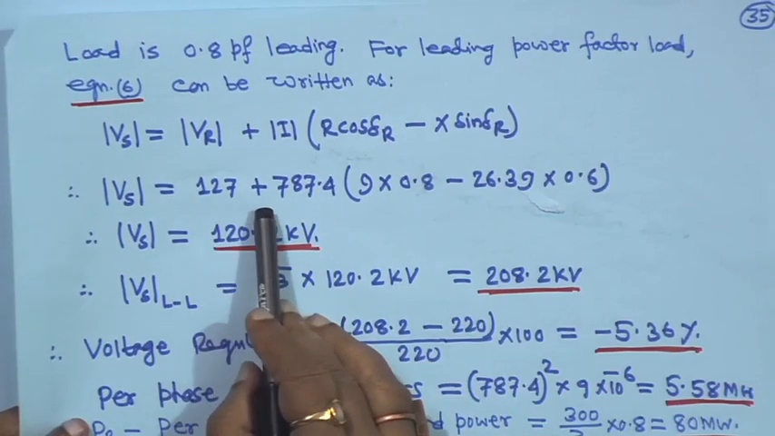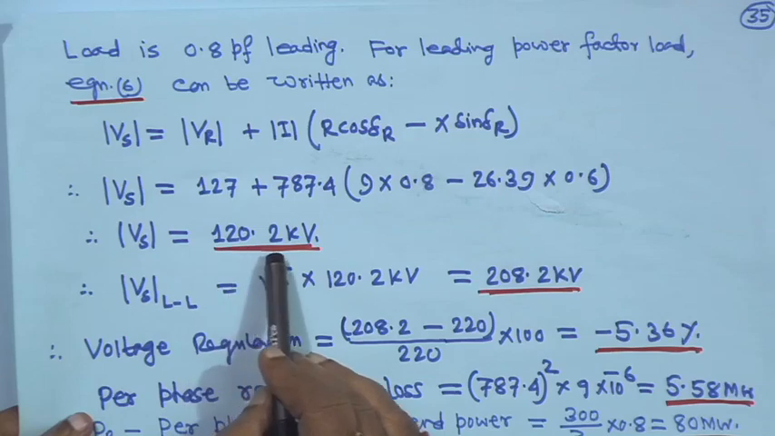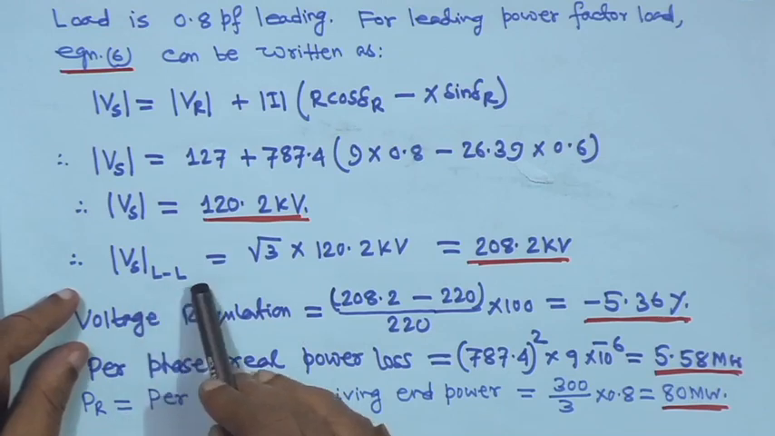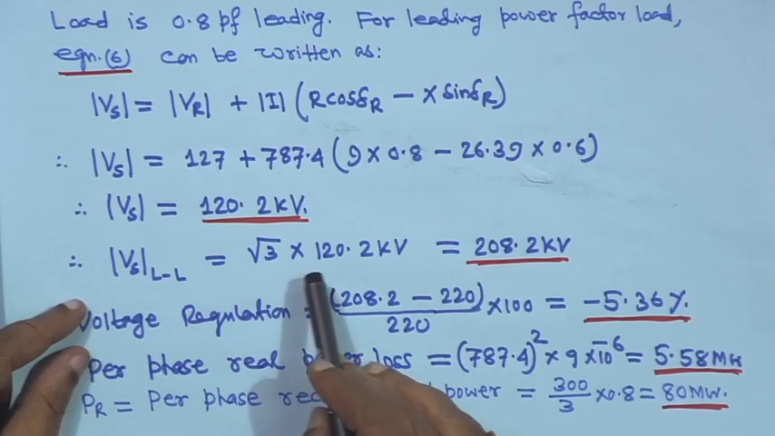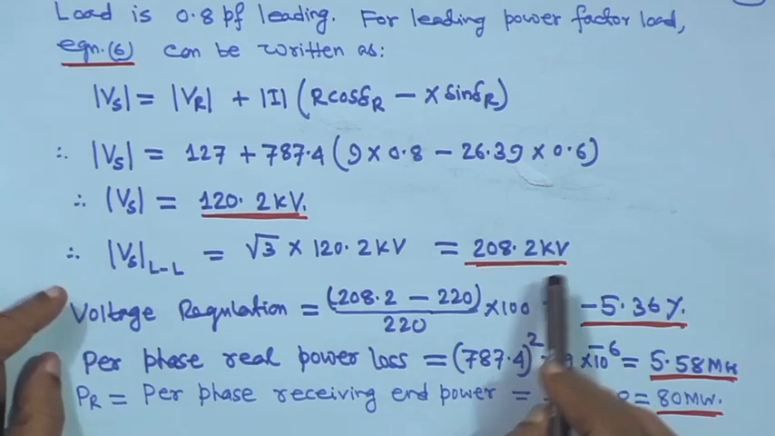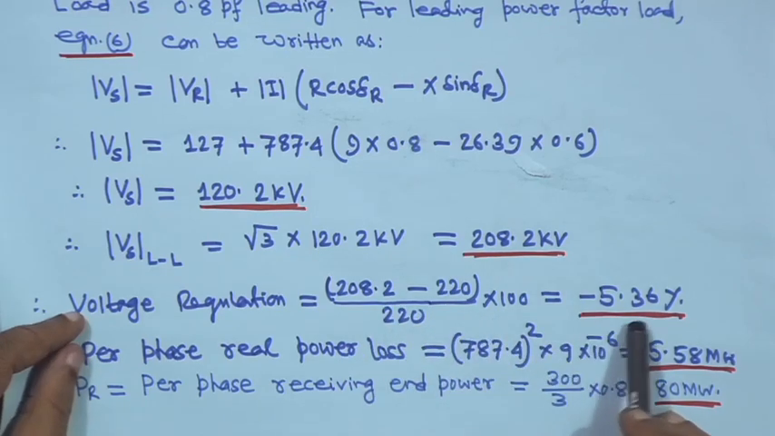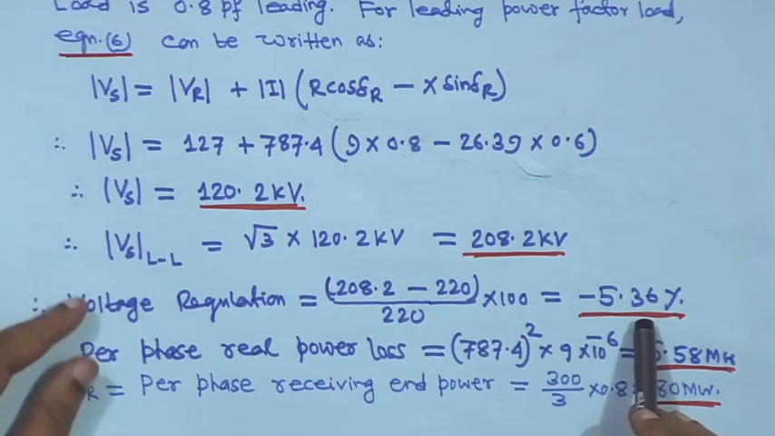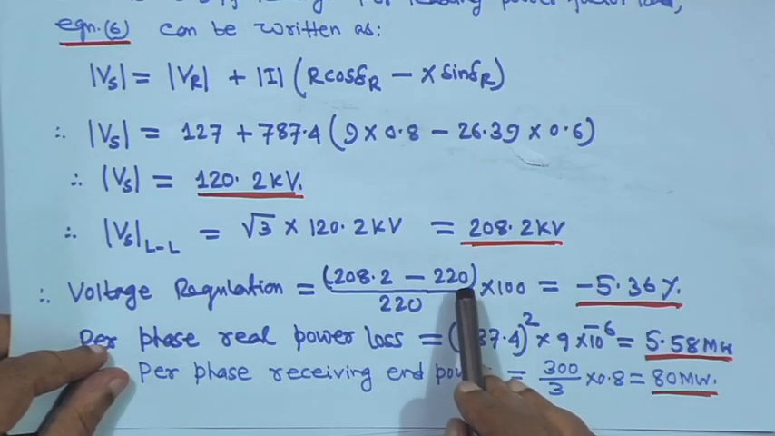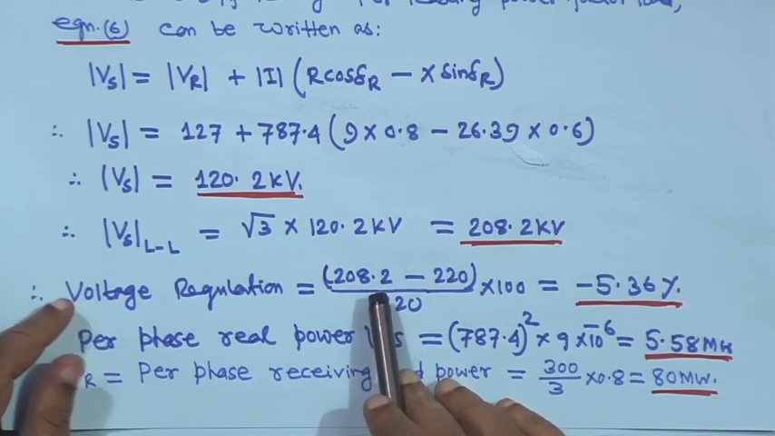So, Vs is equal to this 127 plus this one. The magnitude of Vs is 120.2 kV, this is your phase voltage, that is line to neutral. Therefore, Vs line to line is equal to root 3 into 120.2 kV, that is 208.2 kV. So, voltage regulation is sending end voltage minus receiving end voltage over 220, into 100, which is minus 5.36. That means for leading power factor the regulation is negative, so the receiving end voltage is actually greater than the sending end voltage.